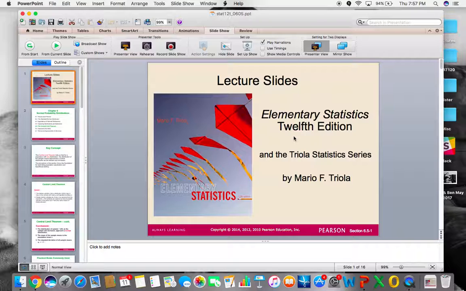Okay, that ends section 6.5 on the central limit theorem. Up next, chapter 7.